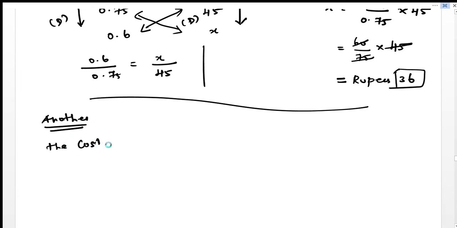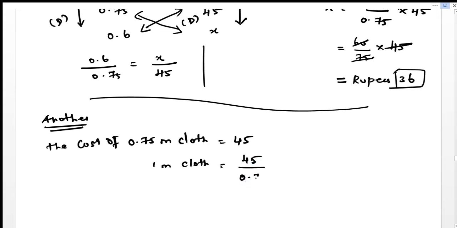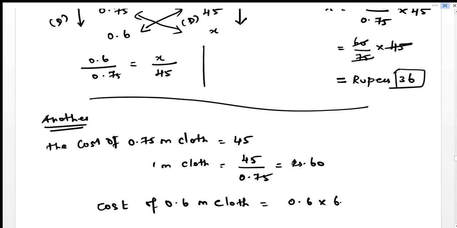The cost of 0.75 meter cloth is rupees 45, right? So we have to identify the cost of 1 meter of cloth. 1 meter is nothing but 45 by 0.75, which is rupees 60. Then we can easily identify the cost of 0.6 meter of cloth. Therefore we multiply 0.6 into 60.